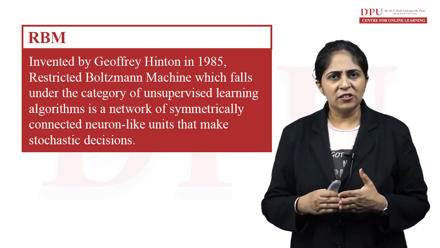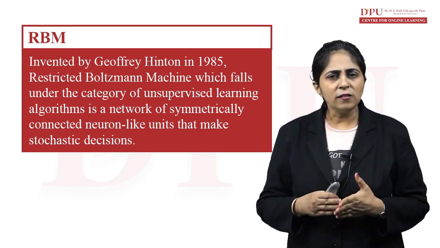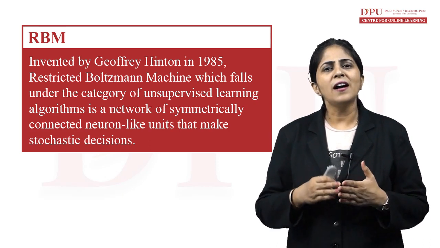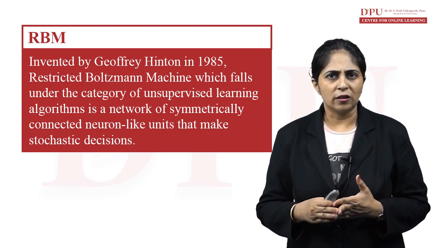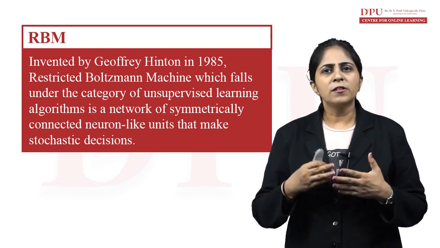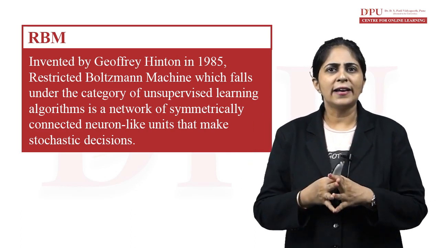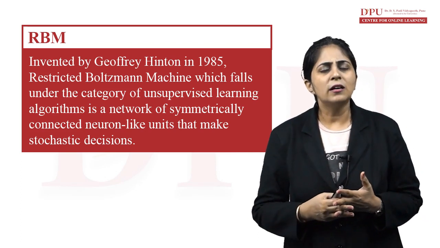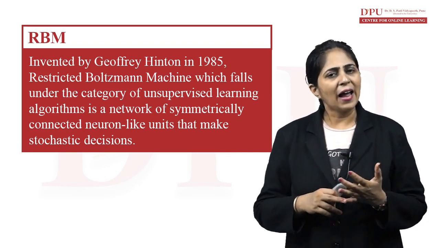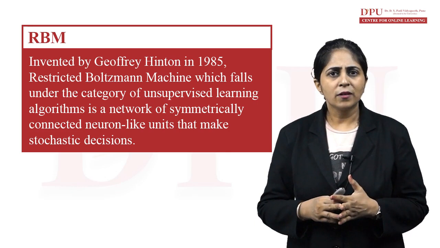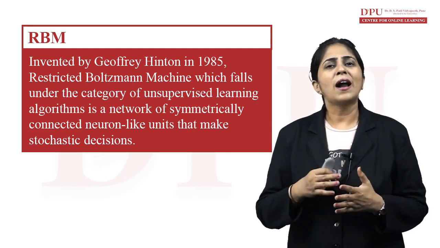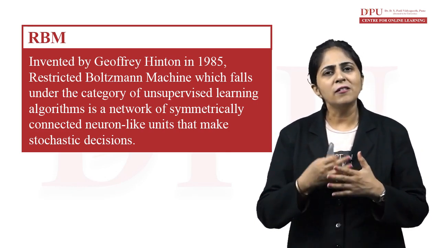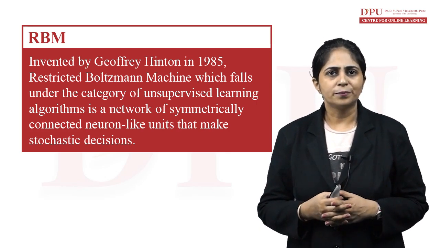Restricted Boltzmann machine, RBM, falls under the category of unsupervised learning algorithm. It is a network of symmetrically connected neuron-like units that make stochastic decisions. We have talked earlier about supervised learning and unsupervised learning. This category of RBM belongs to the unsupervised learning algorithms.